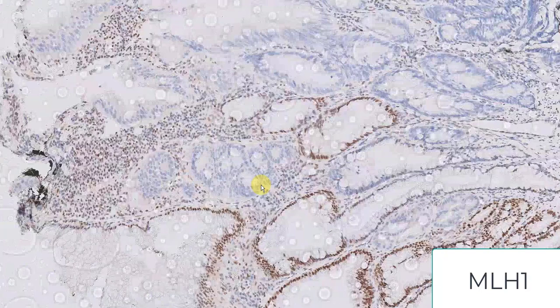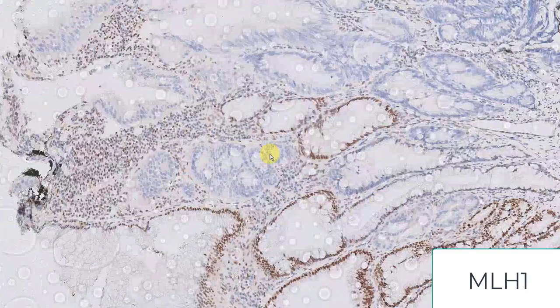So the MLH1/PMS2 can be extremely helpful in confirming dysplasia, but remember only about 50% of cases lose MLH1 or PMS2. That is, 50% of cases of sessile serrated lesions with dysplasia lose MLH1 or PMS2. So the loss is helpful, but if it's intact, it does not help you one way or the other.